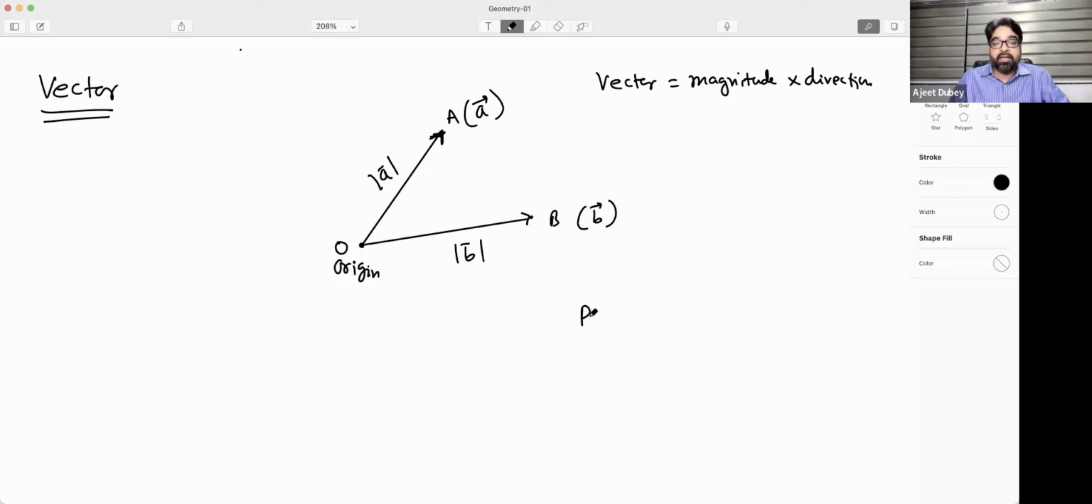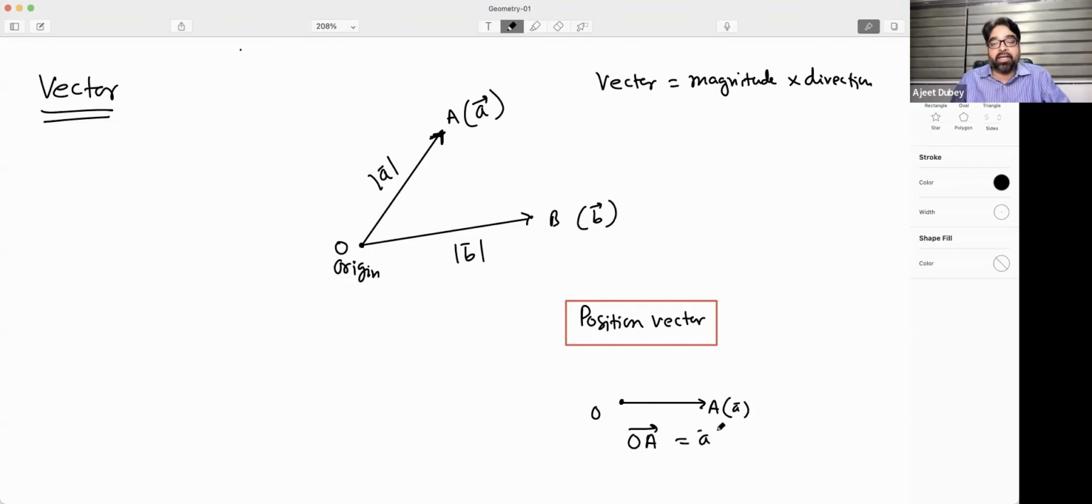Here, a very important thing is the position vector. What is meant by a position vector? Any vector whose head is at some point and whose tail is at the origin is called a position vector. So this is your position vector, because the tail is at the origin and the point's name is A. So OA is called a position vector, and we write it this way. Or if you give it the name A vector, we write it as the A vector. So a vector is nothing but one line segment. That's all, nothing else. This is what is called vector representation.